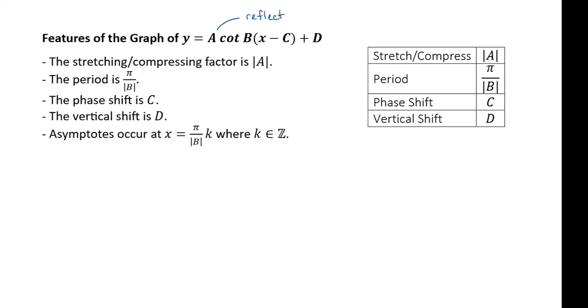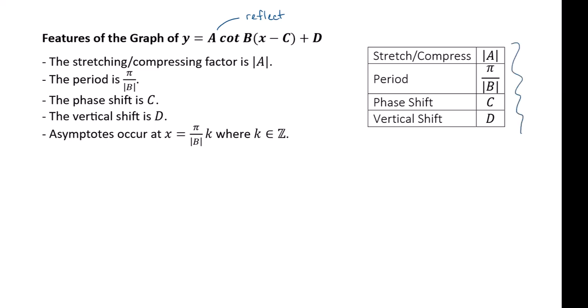The stretching and compressing factor is absolute value of a. The period is pi over absolute value b. The phase shift is c. The vertical shift is d. And here asymptotes occur at x equals pi over absolute value b k, where k is an element of the integers. Here we are, all in a nice table.